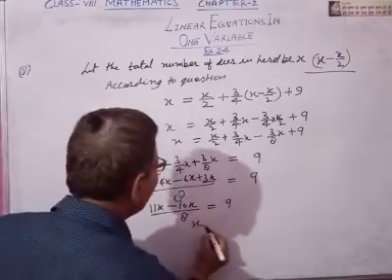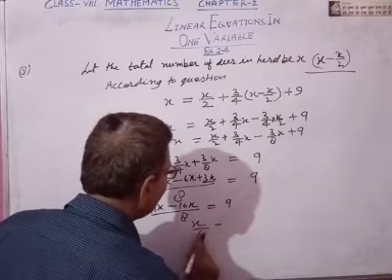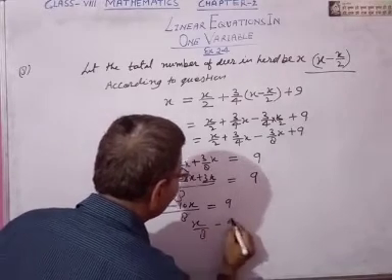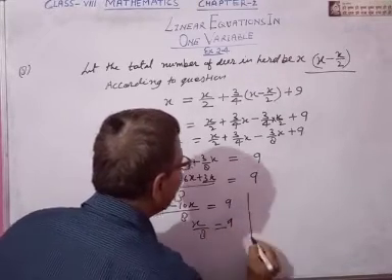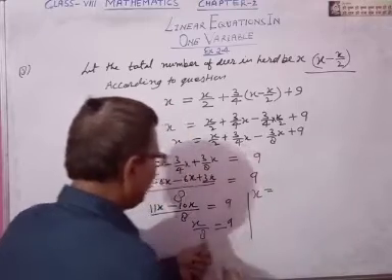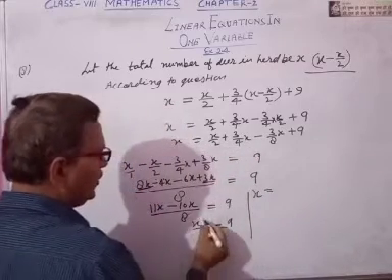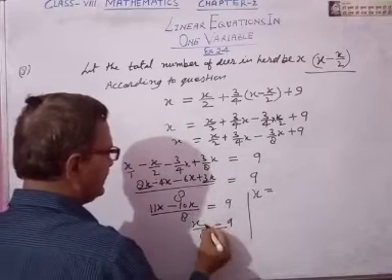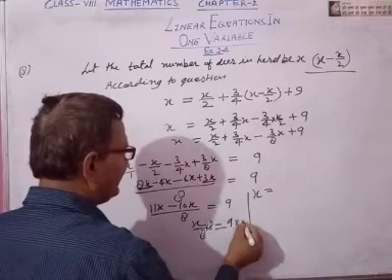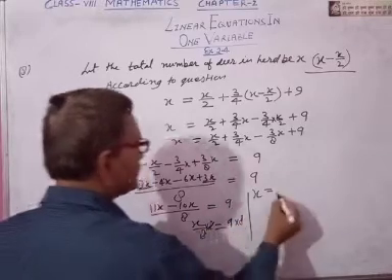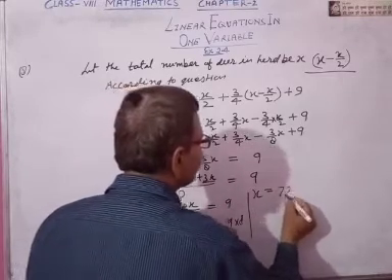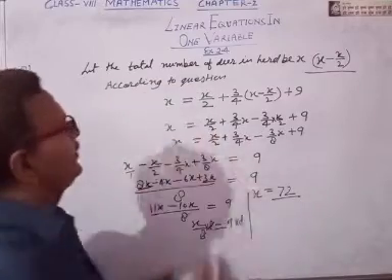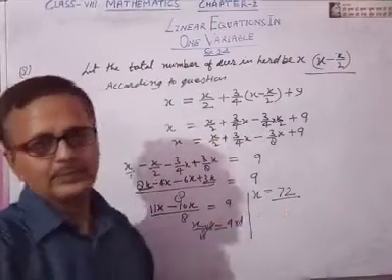x upon 8 equal to 9. Then we will multiply both sides by 8. So 8 cancels, and x equal to 9 times 8, which is 72. The total number of deer in the herd will be 72.